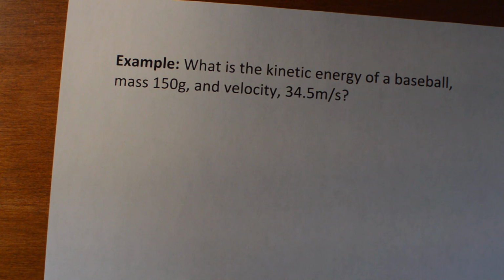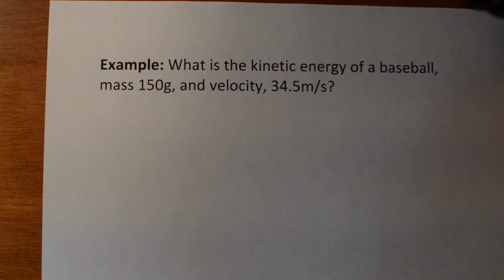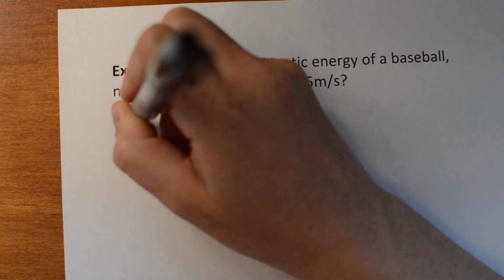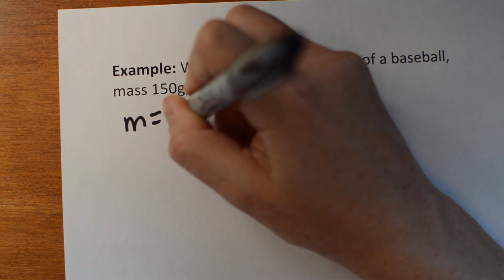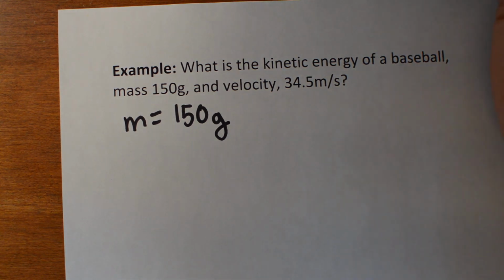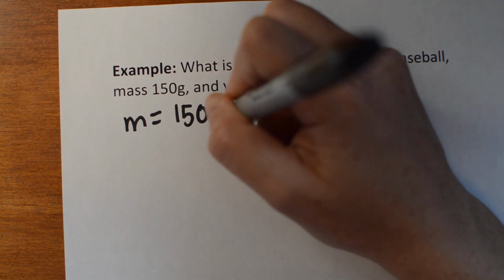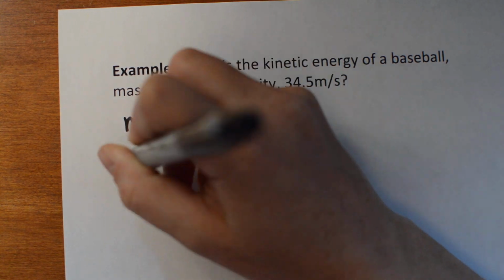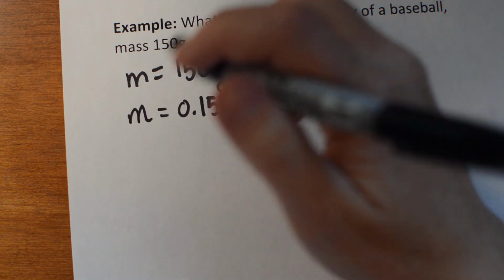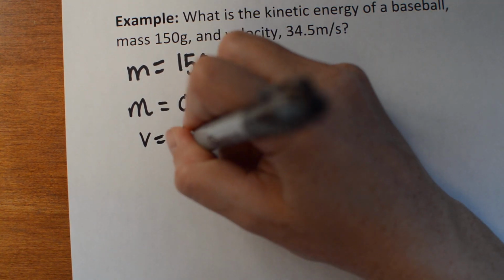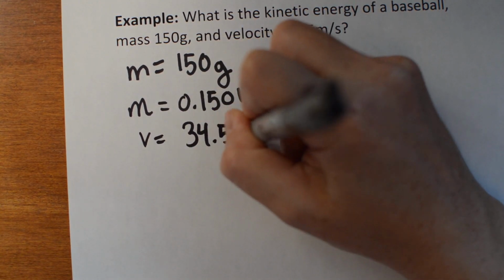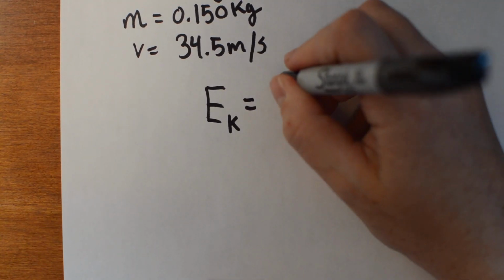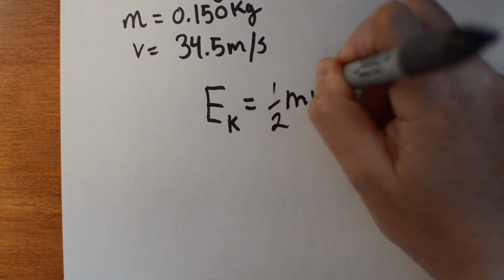So let's say you have a baseball, it has a mass of 150 grams, a velocity of 34.5 meters per second. We want to know its kinetic energy. So what do I know? My mass is 150 grams. Notice that's not an SI unit, so I need to convert that into kilograms. So that's going to be 0.150 kilograms. And I have a velocity of 34.5 meters per second. My kinetic energy is 1/2 mv squared.